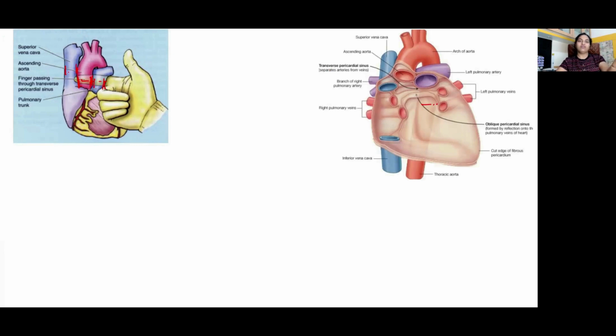Anteriorly, the structures develop from the conus and the truncus arteriosus. Behind will be the venous structures. And above, the bifurcation of the pulmonary trunk. Below, the upper margin of the left atrium.